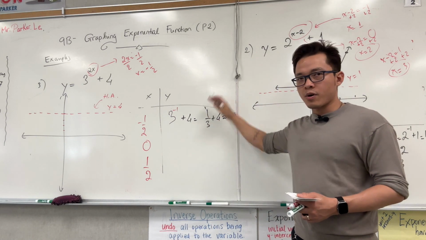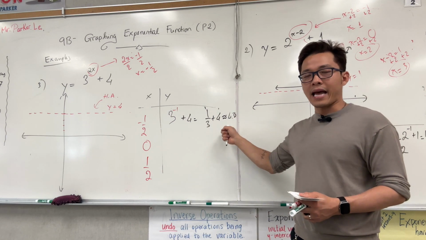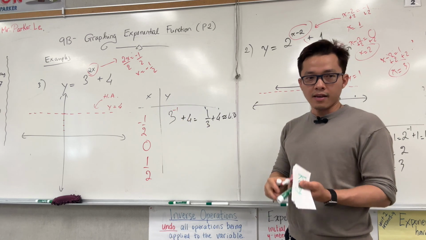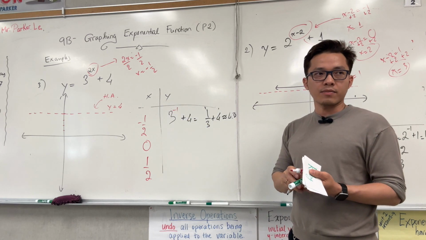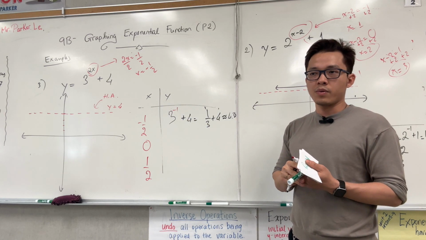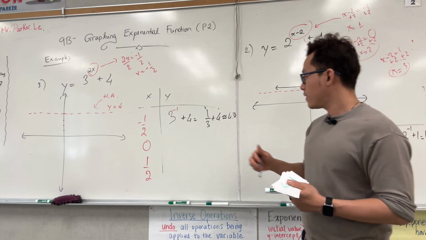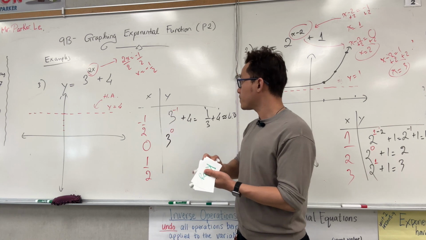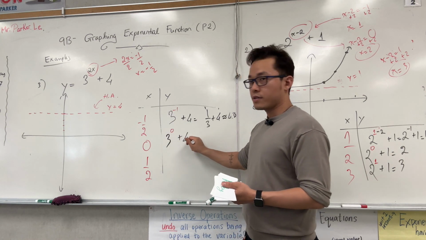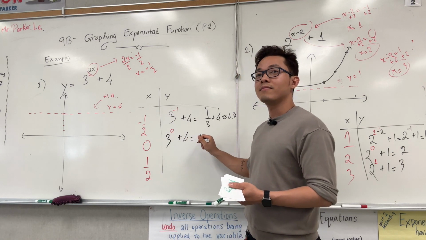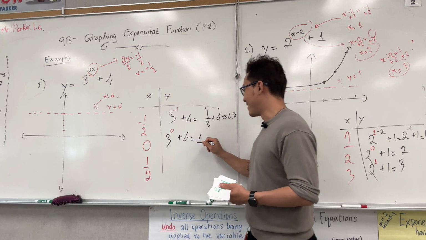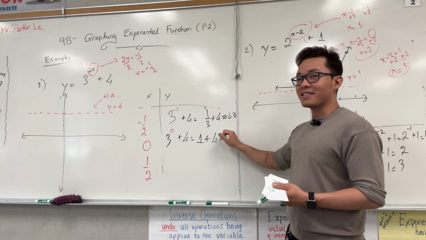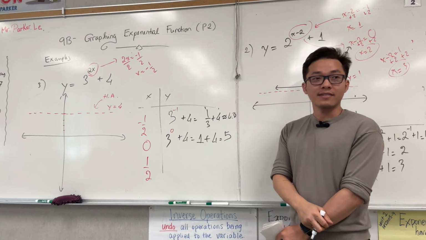Again, in this T table, I recommend this is the only case where you should use the decimal place, because you know where it is on the graph. Other than that, don't use the decimal place. It's usually not going to give you an exact value. All right, 0. So 3 to the power 0 is 1. I'm testing you. 1 plus 4 is 5.